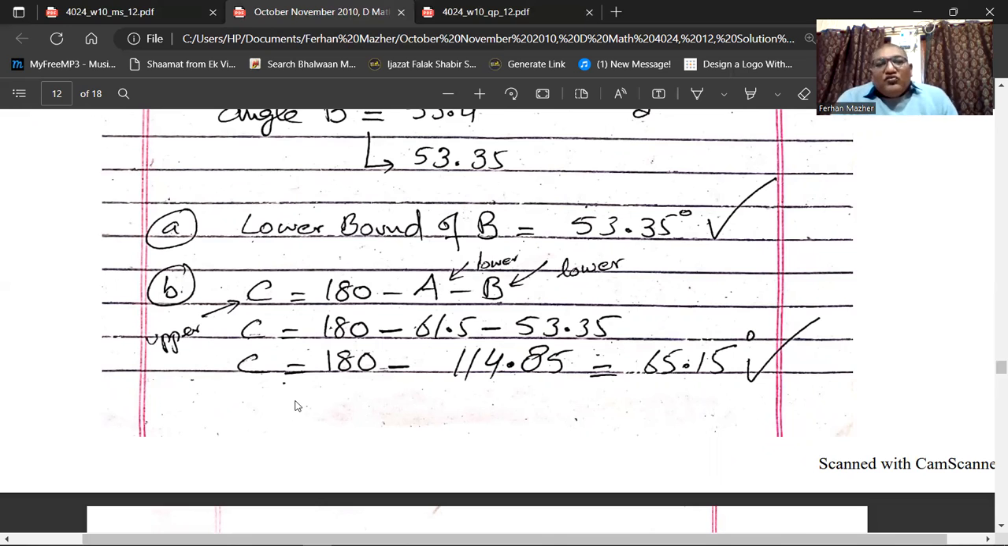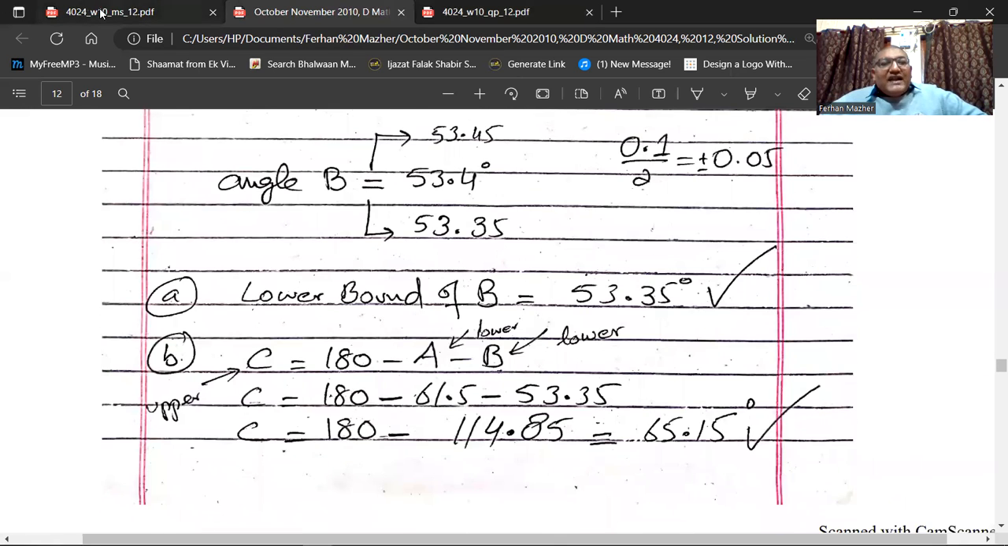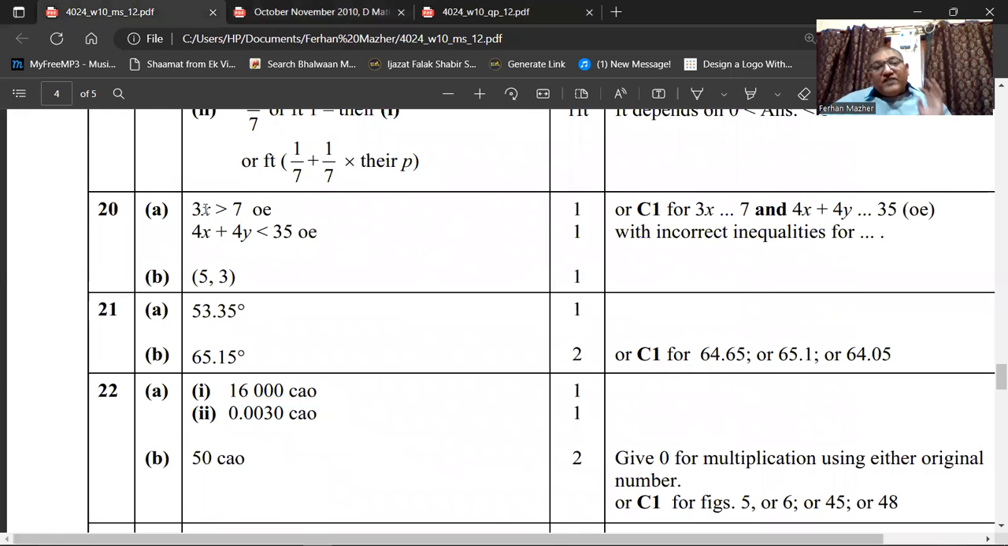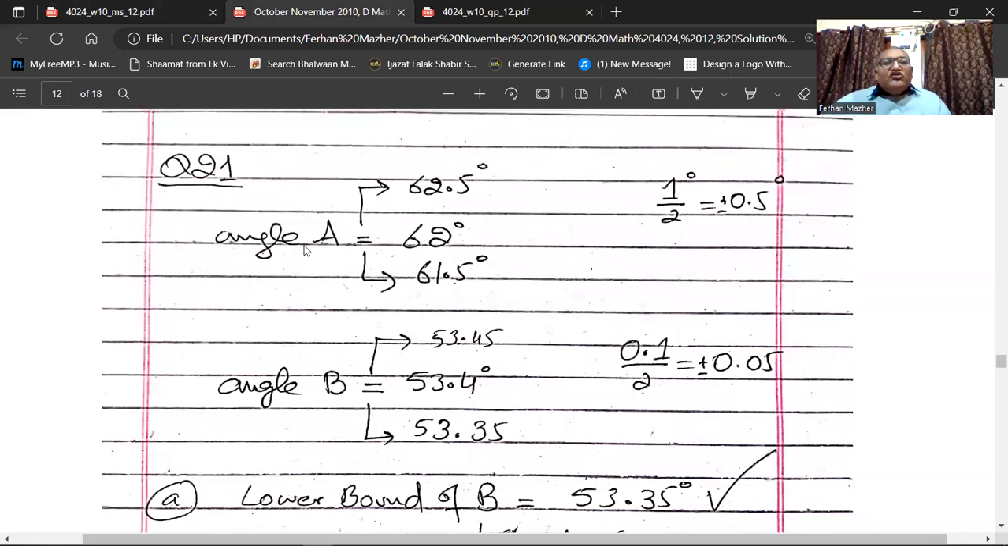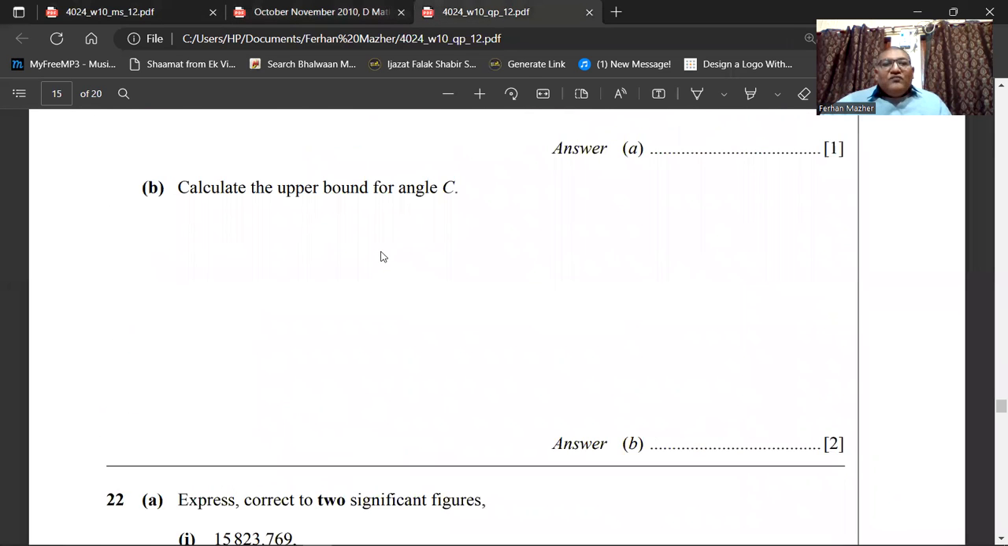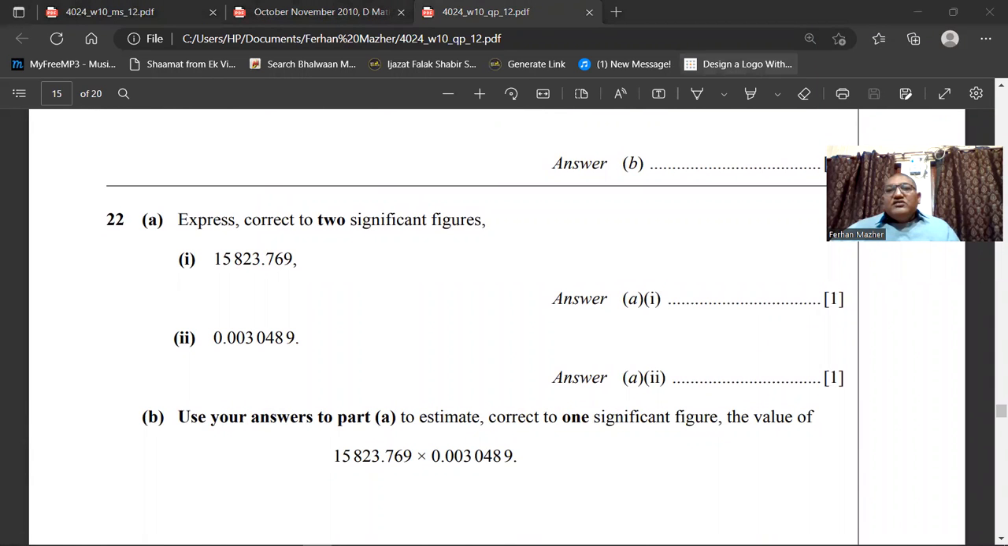So C will be equal to 180 minus 61.5 minus 53.35. So C will be equal to 180 minus 114.85, and that will be 65.15 degrees. So this is how you will do this. I hope you understand. Let's check if our answers are right. 65.15 is the right answer. So this is question number 21, and hopefully you understand. Let's go to the next question.